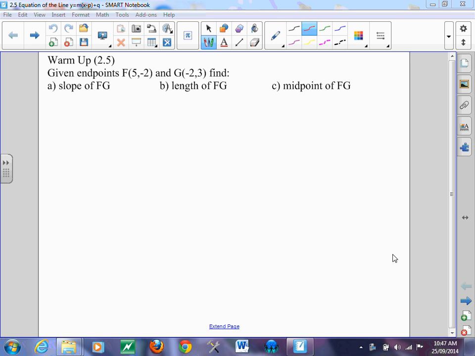Our warm-ups say, given the two endpoints F and G, find the slope, the length, and the midpoint. This is a good thing to review because next lesson you will have a quick quiz. That's just to gauge how you're doing in the course so far, and hopefully you're doing well. The quiz will be on anything we've done this unit plus today's lesson. So let's get started with slope.